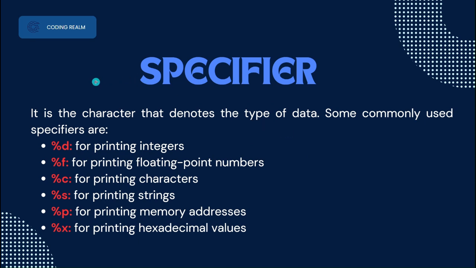A format specifier is the character that denotes the type of data. Some commonly used specifiers are %d for printing an integer, %f for a floating point number, %c for a character, %s for a string, %p for printing a memory address, and %x for printing hexadecimal values. These are the specifiers I need to use when I write code.